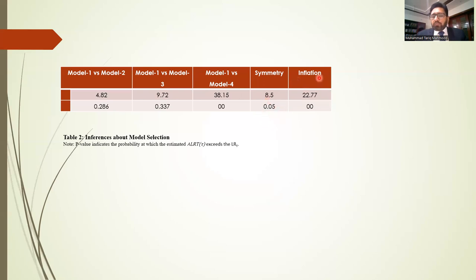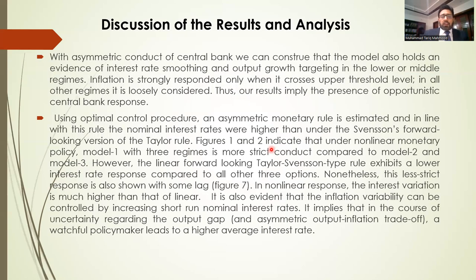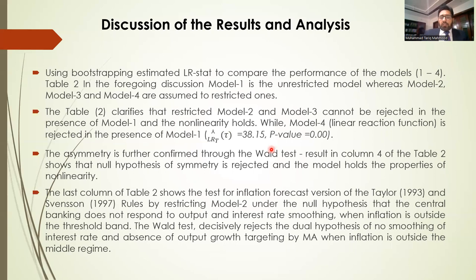Similarly, the inflation. We have given a very good explanation of this. In this case, we test the inflation forecast version of the Dillard model and rule by restricting number 2 under the null hypothesis that the central bank does not respond to output and interest rate smoothing when inflation is outside the threshold band.